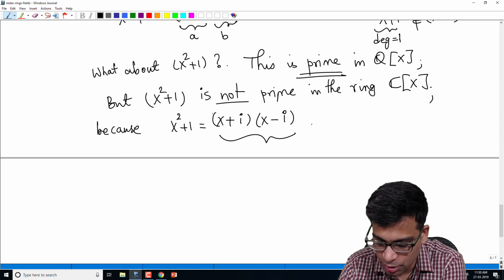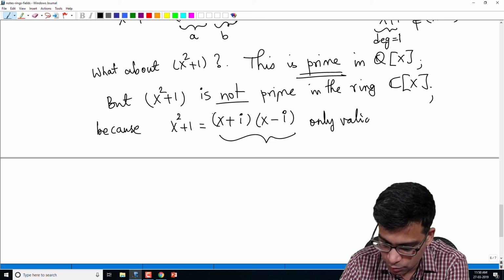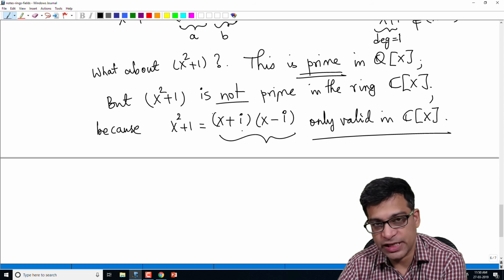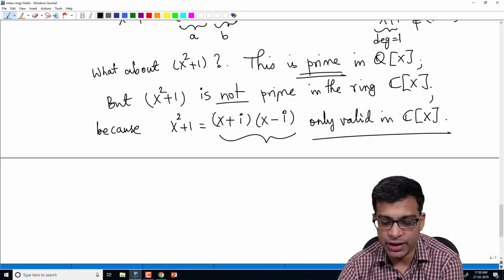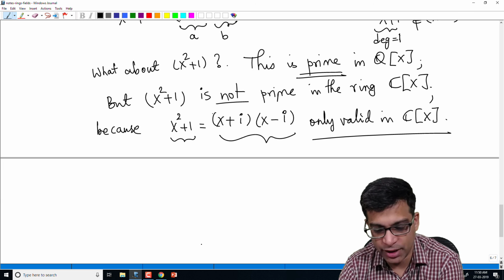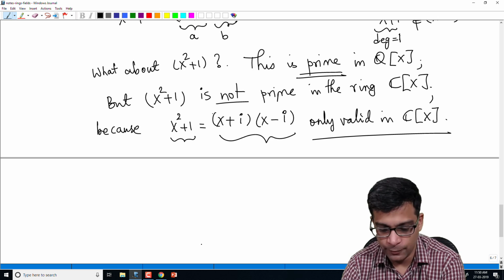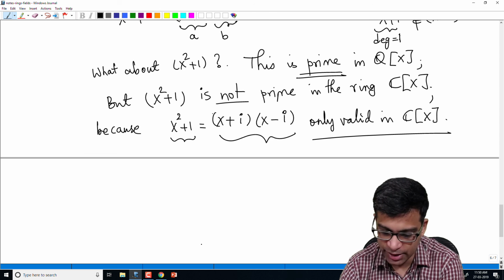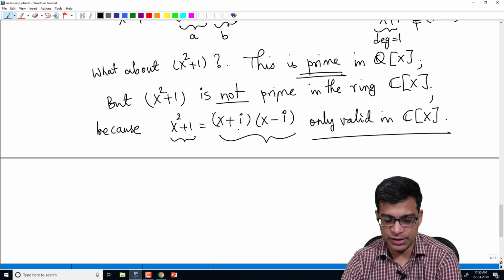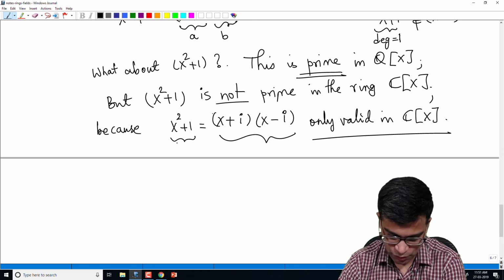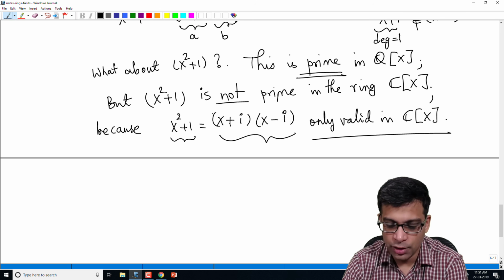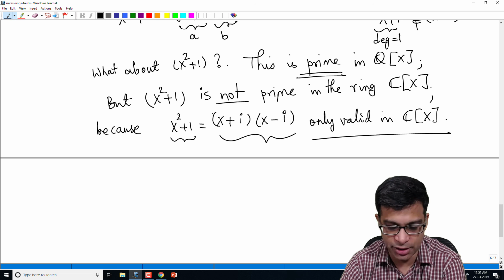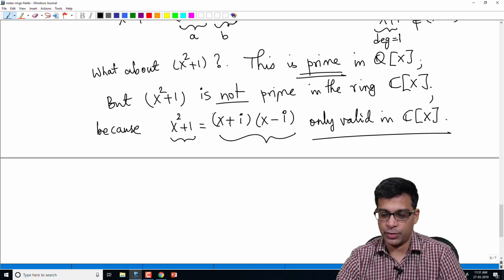Remember, this factorization is only valid in Cx, because x plus i is a polynomial in Cx, it's not a polynomial in Qx or Rx. So you can't factor this polynomial x squared plus 1 in Qx, so it is a prime ideal. You can factor in Cx, and clearly for the same reason as before, x squared plus 1 is in the ideal generated by x squared plus 1, but neither x plus i nor x minus i is in the ideal generated by x squared plus 1. So this is not a prime ideal in Cx.